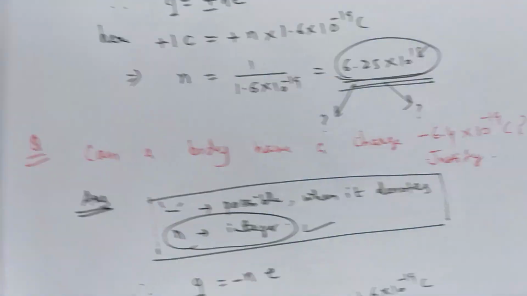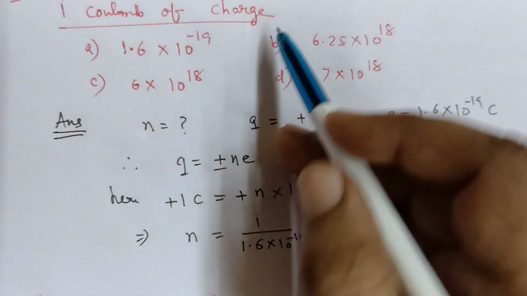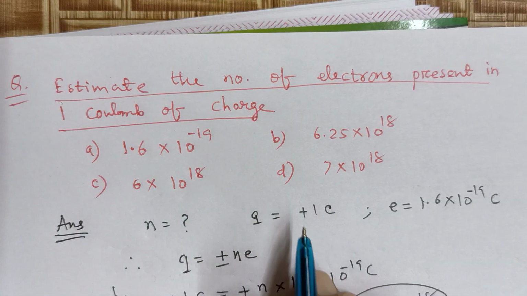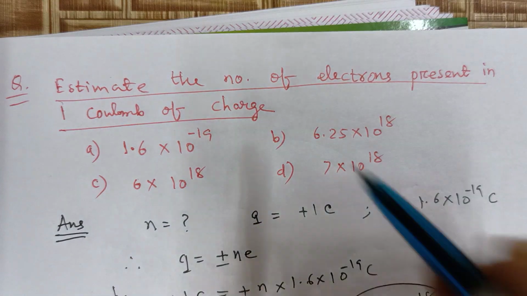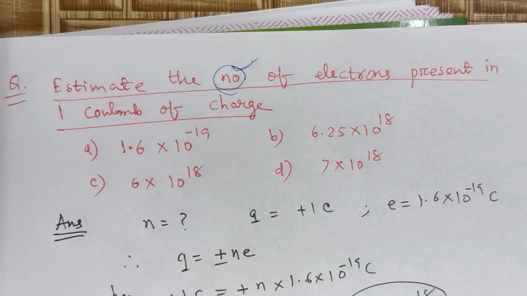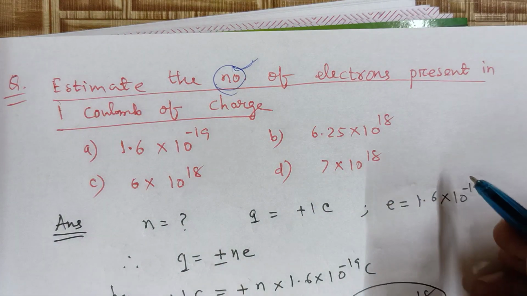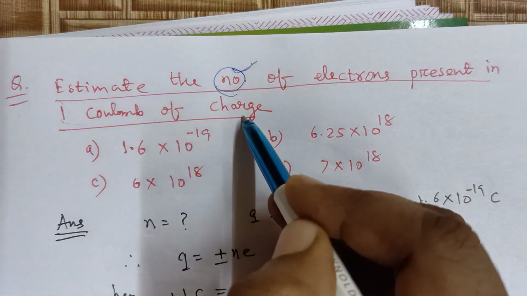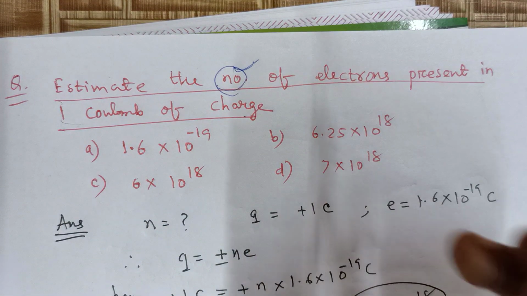Now another question for you. Calculate the number of electrons present in 1 coulomb of charge. This is a multiple choice question. 4 choices are there. First, students think that the number of electrons should be an integer, because you recall the quantization principle of charge. N is always an integer. In 1 coulomb of charge, how many electrons are there?